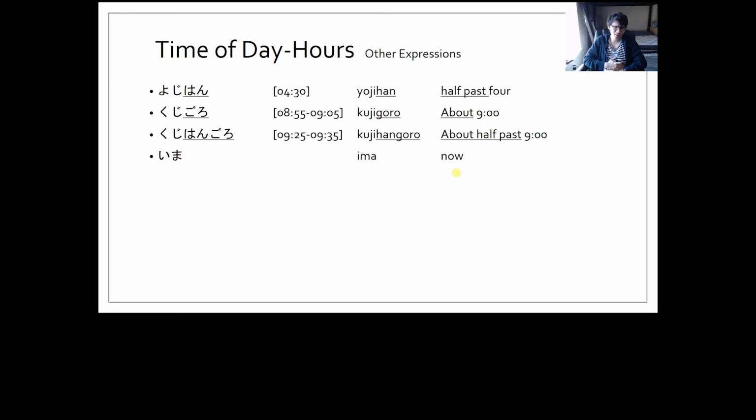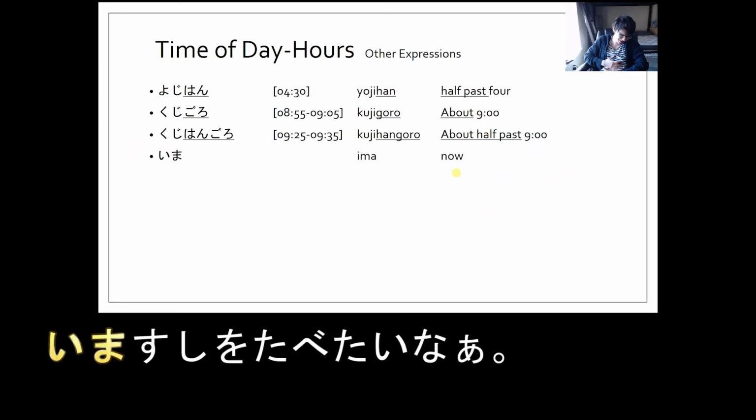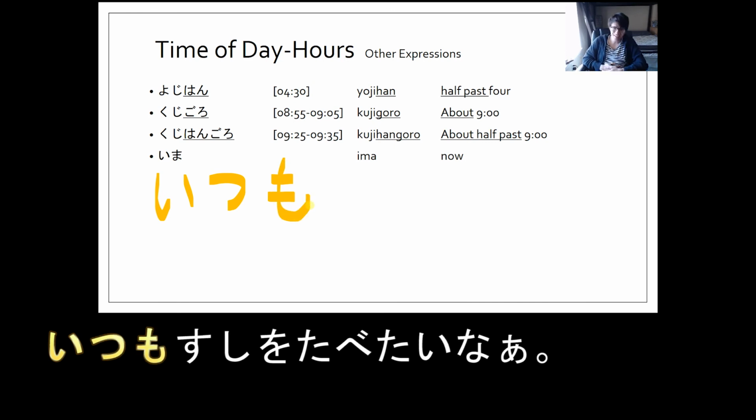So, if I wanted to say, like, right now I want to eat sushi, I could say, ima sushi tabetai na. But for me, instead of saying ima, I would probably say itsumo, which means always. いつも寿司食べたいな. I always want to eat sushi. Anyways, we'll learn about how to say I want to do something in the future.